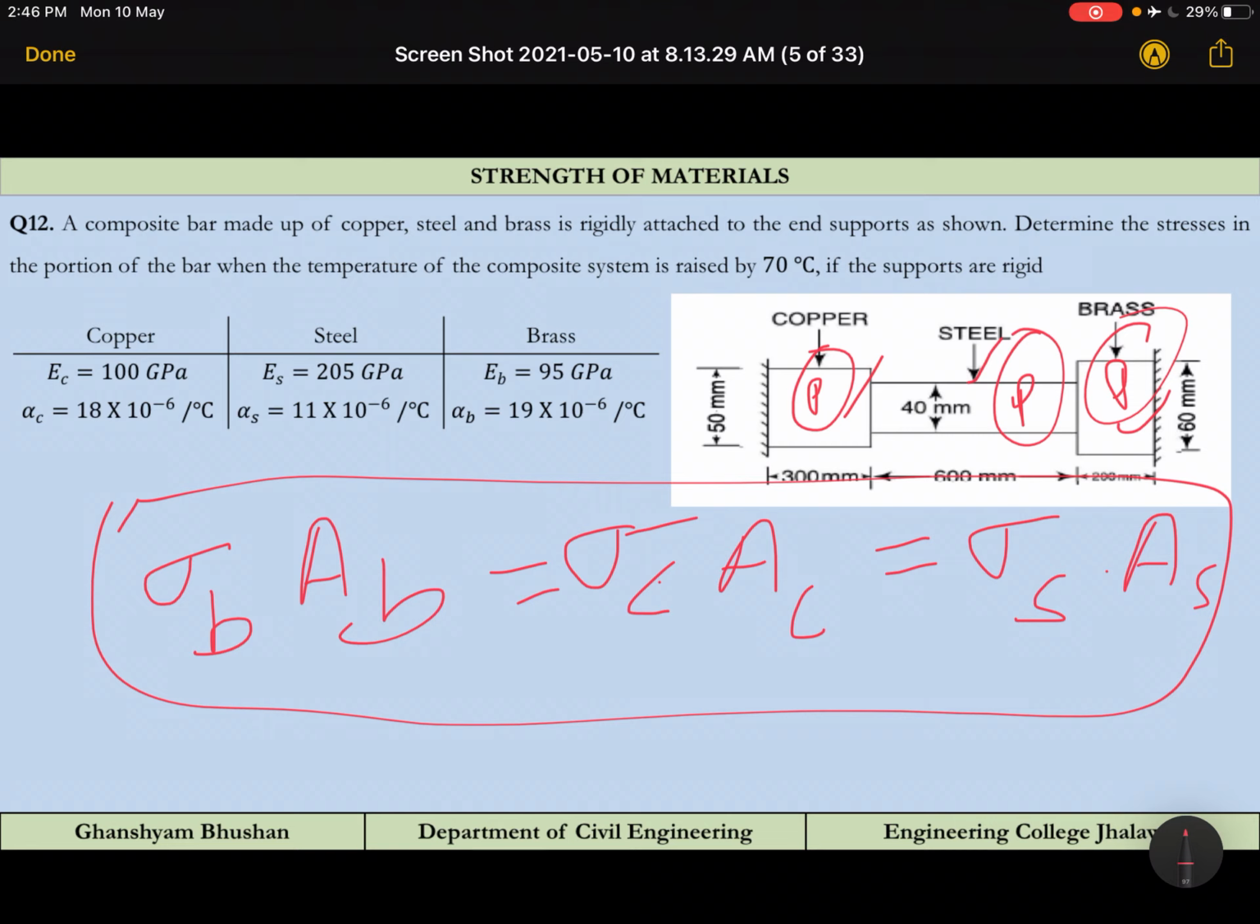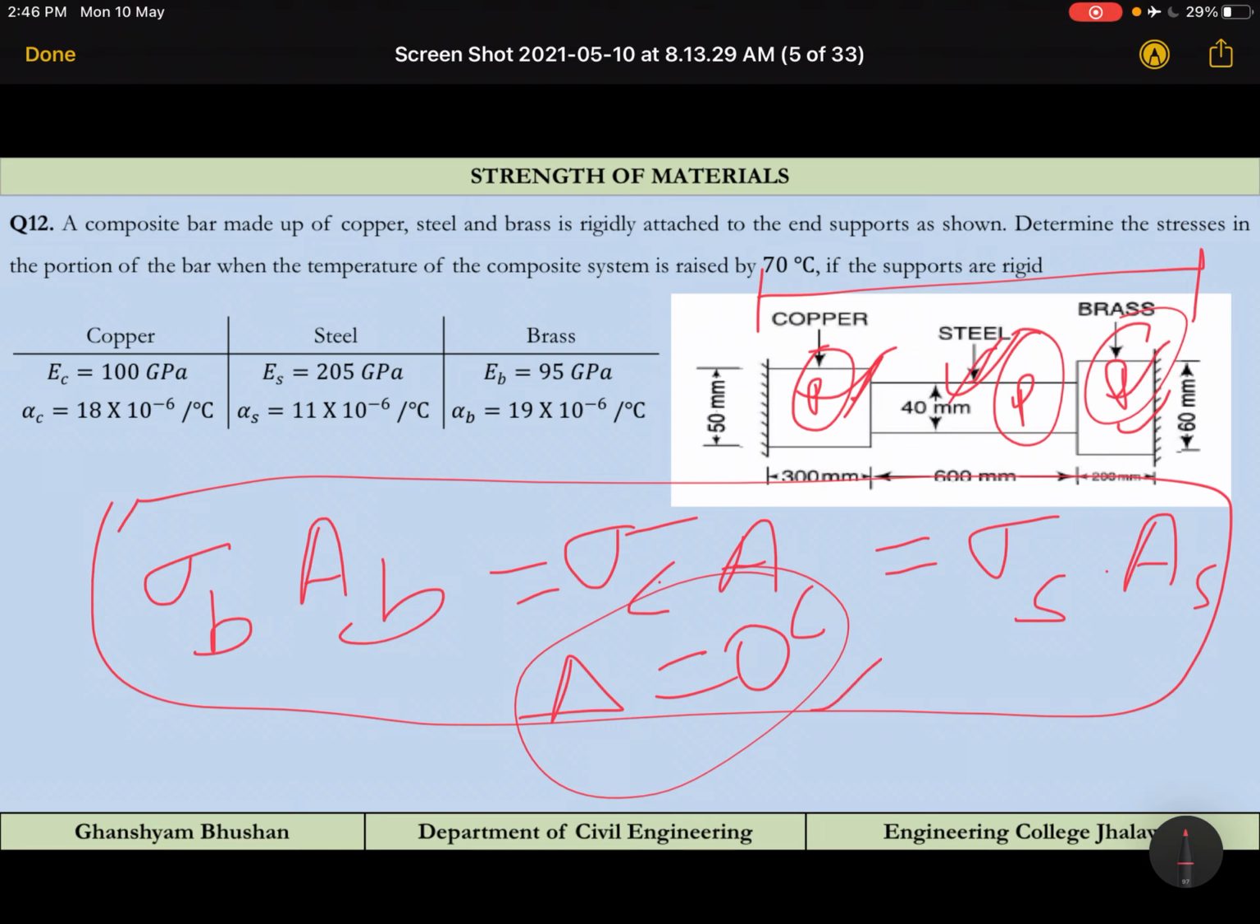Also, the second equation can be that net deformation delta is 0. Calculate the individual deformations, and finally we will put that value to 0. Clear? So this is how we are going to proceed with this problem. So first thing we have to check whether the ends are fixed or not.